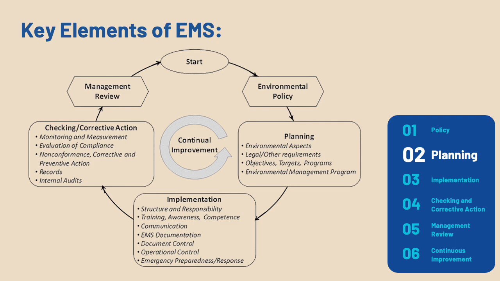Let's go into our next element, which is planning. Okay, planning involves identifying environmental aspects and impacts, identifying legal and regulatory requirements, and setting clear objectives and targets. Companies must assess their current environmental performance and risks before setting an actionable plan. Effective planning ensures that resources are allocated efficiently and objectives are realistic and measurable.